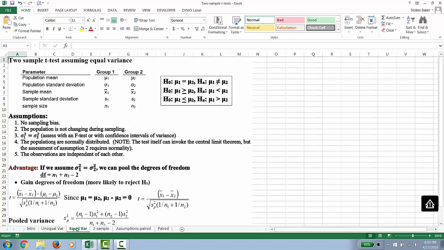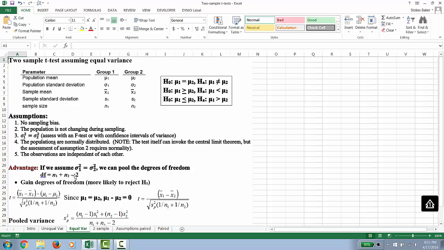The other way we could do this analysis is to assume equal variance, which is the same null hypothesis, but we need to do some sort of formal hypothesis test to confirm that we have equal variance. Examples of that would be an F-test or a confidence interval of variance. But if we can assume equal variance, then we can use the equation for degrees of freedom as sample size 1 plus sample size 2 minus 2. We lose 1 degree of freedom for the first population and the second degree of freedom for the second population. That's why it's minus 2.